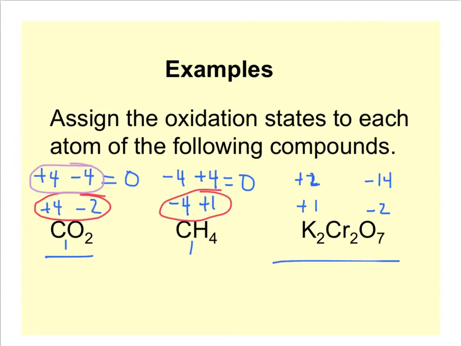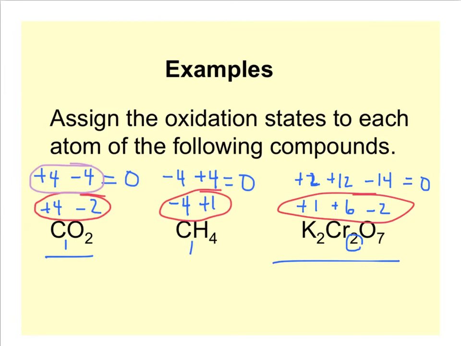Potassium dichromate taken as an entire unit should be neutral, so all of that has to add up to 0, which means then the chromium is bringing +12 to the party. I have 2 chromiums, so each individually is bringing +6. So my oxidation states there are +1 for potassium, +6 for chromium, -2 for oxygen.